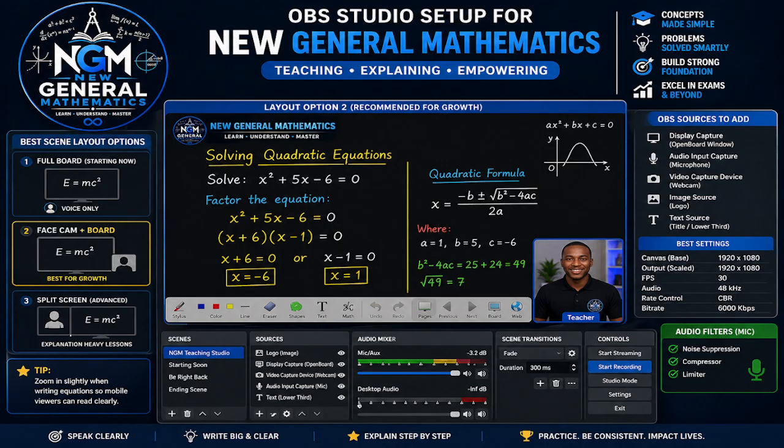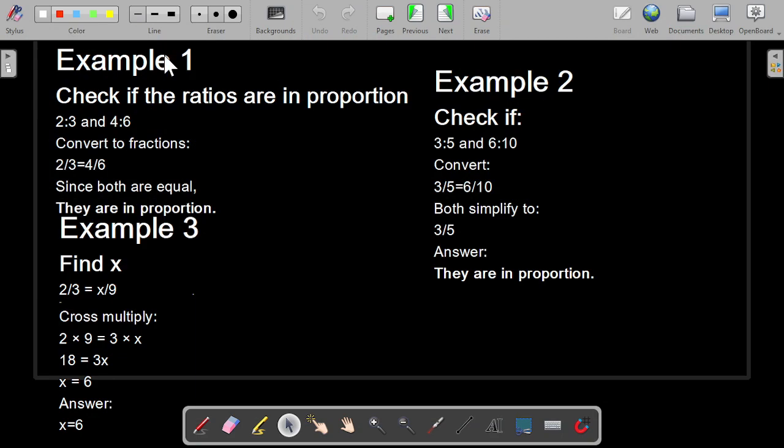Let us go on. As we do so, get your pen, get your paper, make sure you write something down. Make sure you write something down. Now, let us see a very good example. Check if the ratios are in proportion. Check if the ratios are in proportion. 2 ratio 3 and 4 ratio 6.